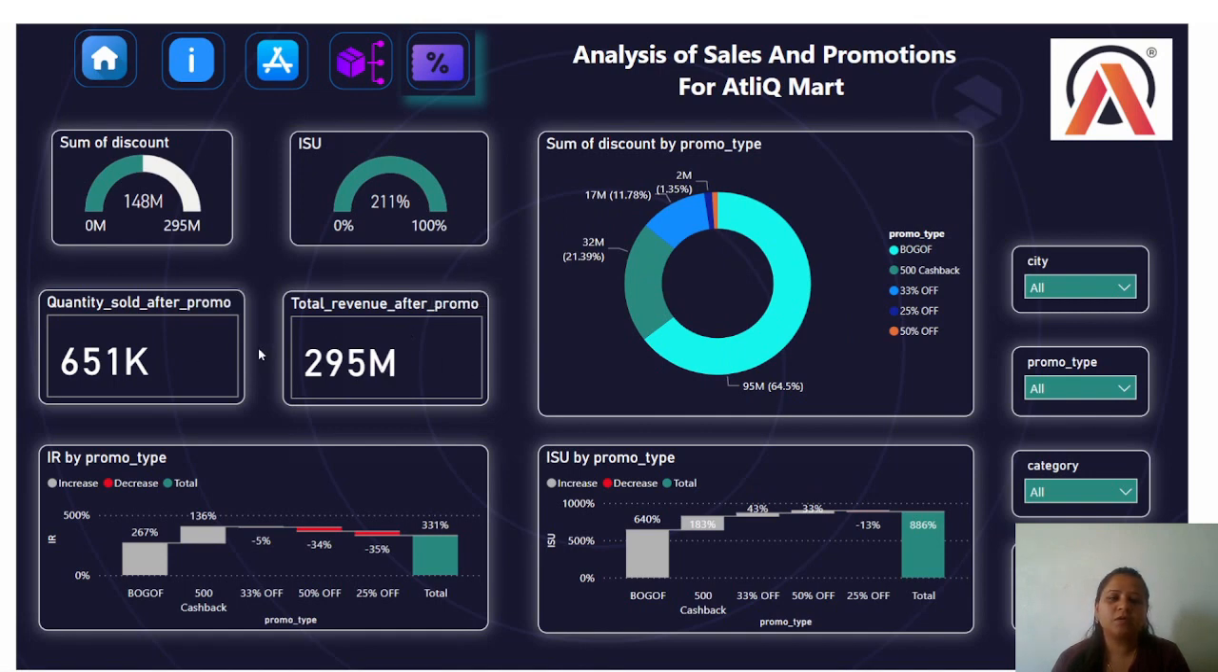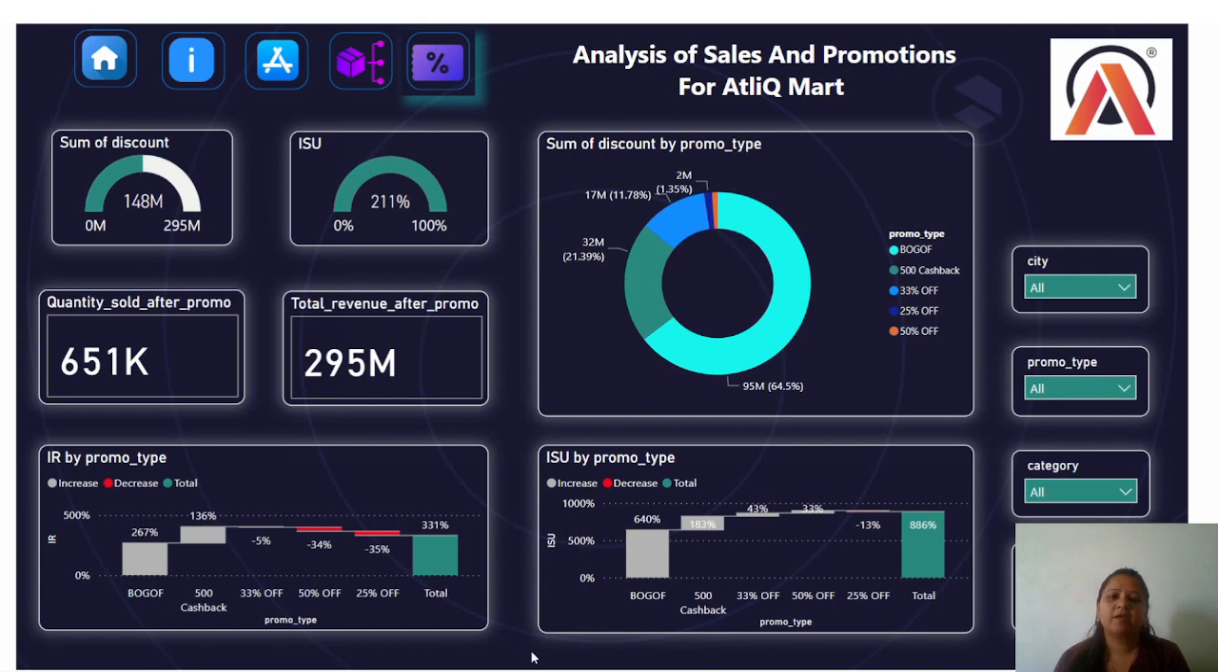These two cards give you an easy understanding of total revenue after promotion and total quantity after promotion. And this card I'm using here because it gives you the percentage increment in sold unit and the sum of discount, what the discount value is. So this page gives you the idea regarding different promotion types like buy one get one free, their discounts, their revenue value, and the effect of incremental IR and ISU on the particular promo types.